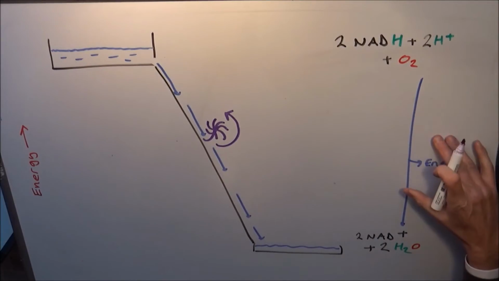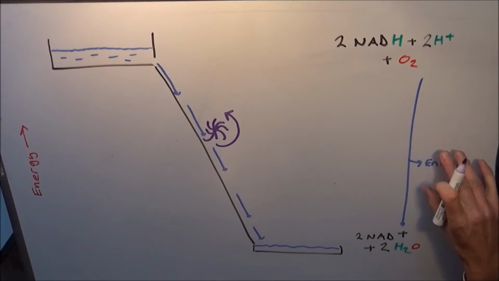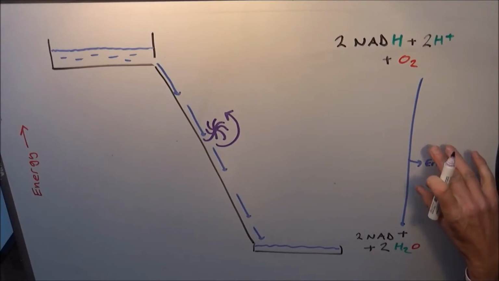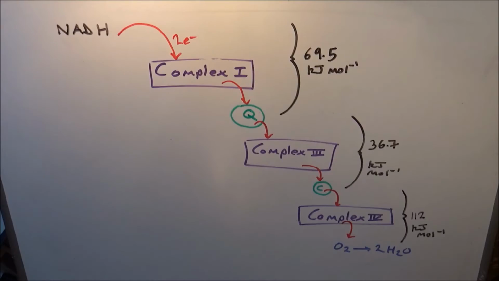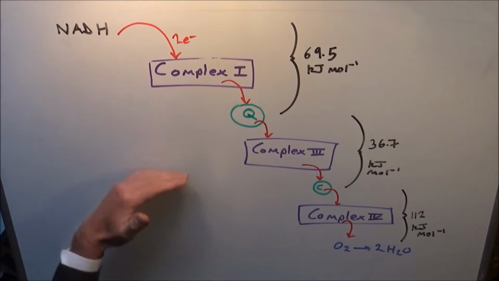We're harnessing the energy and we're going to store it temporarily in another form, and that form is a gradient of hydrogen ions across the inner membrane. I'll explain that in a moment. Here we can see for the first time the actual electron carriers in the electron transport chain. Now here I have arranged them in order of energy, so descending energy.